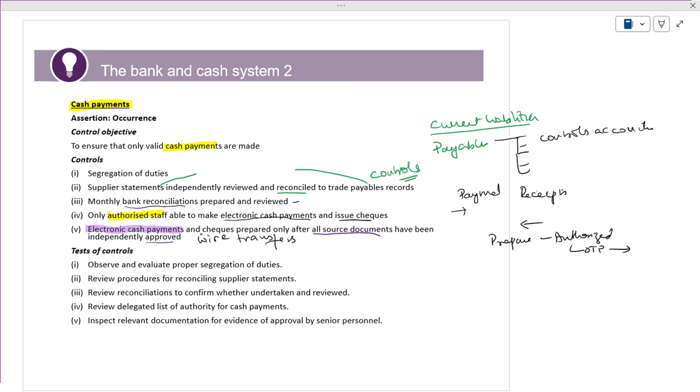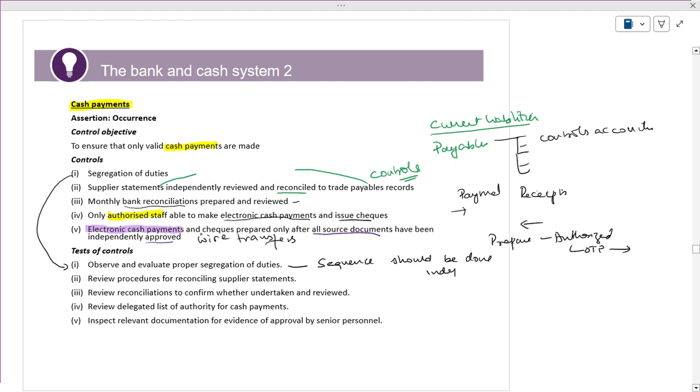Now when you are talking about segregation, what is the test of controls? These controls are within the organization, and what we do as an auditor is observe whether proper segregation of duties is there. Preparation, verification, authorization, approval, transfers, whatever the sequence is, no step in the sequence should be done independently by one person.